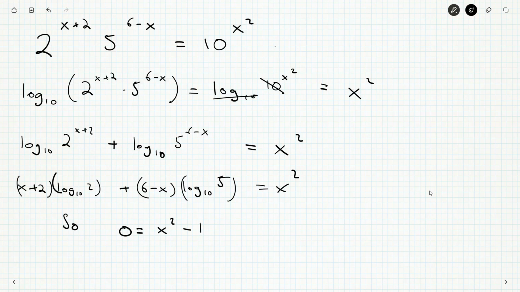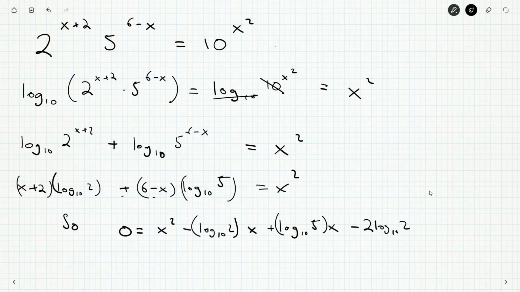Minus log base 10 of 2 times x. I'm keeping these brackets here just to remind myself the x is on the outside. If you know what you're writing, go for it. It'll be a plus, because this plus and this minus turn into a plus when I bring it over to the other side. Log base 10 of 5 of x. And then it'll be minus 2 log base 10 of 2, and minus 6 log base 10 of 5.